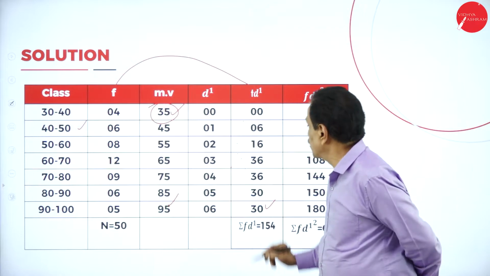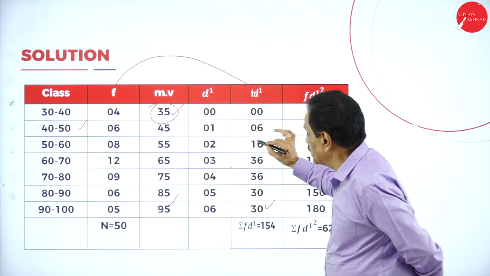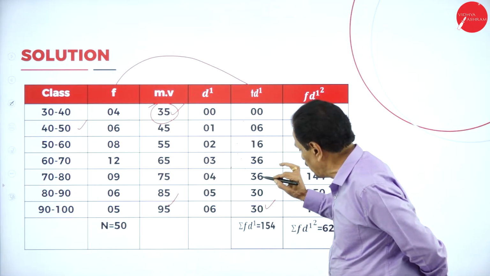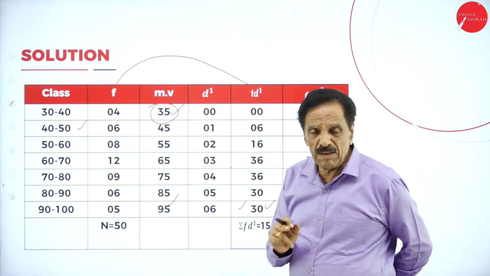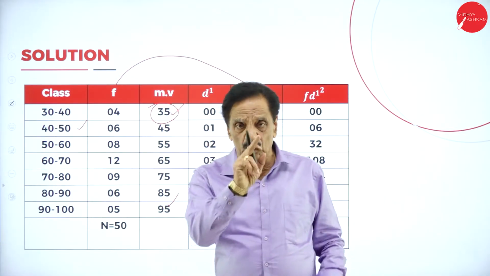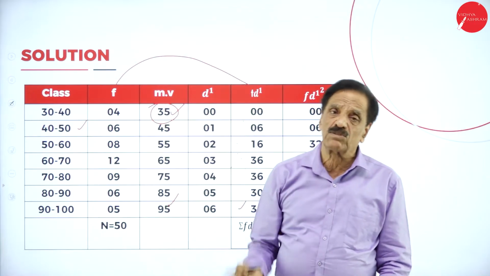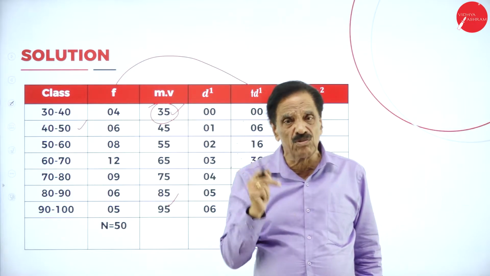Add the figure. 6 plus 6, 12, 18, 24, 2 plus 1, 3, 6, 9, 12, 15, 154. So that is for the sake of the mean. For the sake of the standard deviation, what is the formula? Standard deviation is equal to root of sigma ft dash square divided by n minus sigma ft dash divided by n whole square into c.